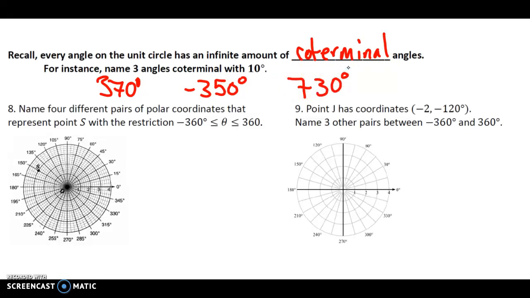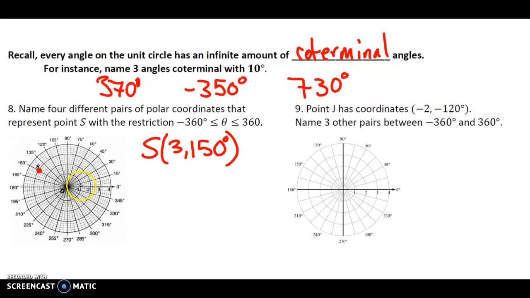and get 730 degrees. So for 8, it says to name 4 different pairs of polar coordinates that represent point S. The S is here. So the first thing we're going to do is count from the origin out to point S. And we're just counting the rings. 1, 2, 3. Then we need to look at the angle. S is at 150 degrees.